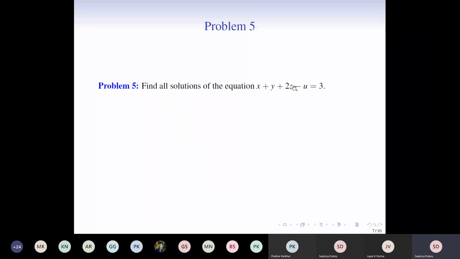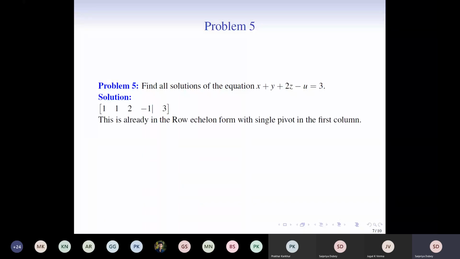So here there are 4 variables, and we have to find these solutions. What we do is first write down the coefficient matrix, the augmented matrix. The augmented matrix is this.